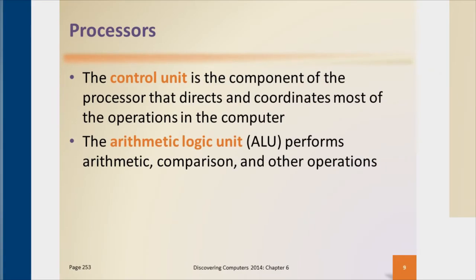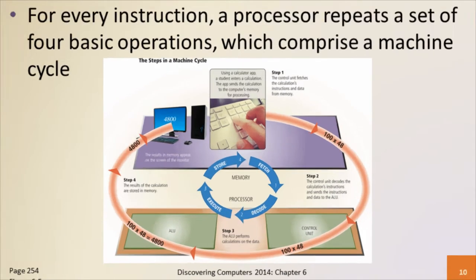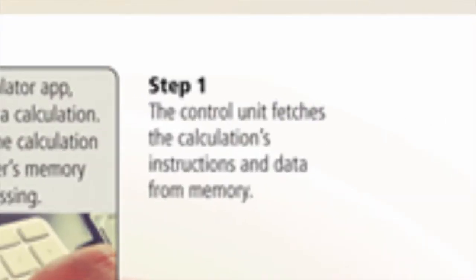As mentioned before, the control unit is the component that's responsible for directing and coordinating a lot of the operations of the computer, and the ALU is responsible for doing the actual calculations. So for every instruction, a processor repeats a set of four basic operations. Those basic operations include fetching calculations, instructions and data from memory. So pulling that information from memory. What is it supposed to do? And what is it supposed to do it to?